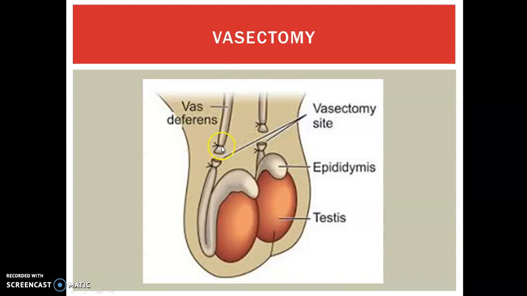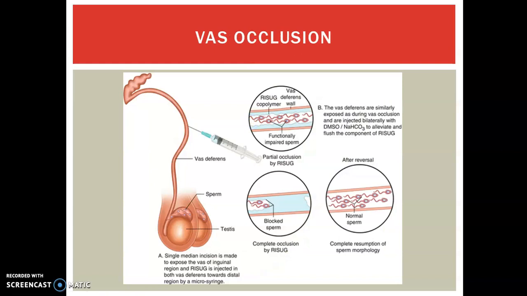So the vas deferens is cut and the ends are tied. So the release of sperm from the testis is prevented. The sperms will not be released during ejaculation. So the semen that is released during ejaculation will not contain sperms. So that is vasectomy.